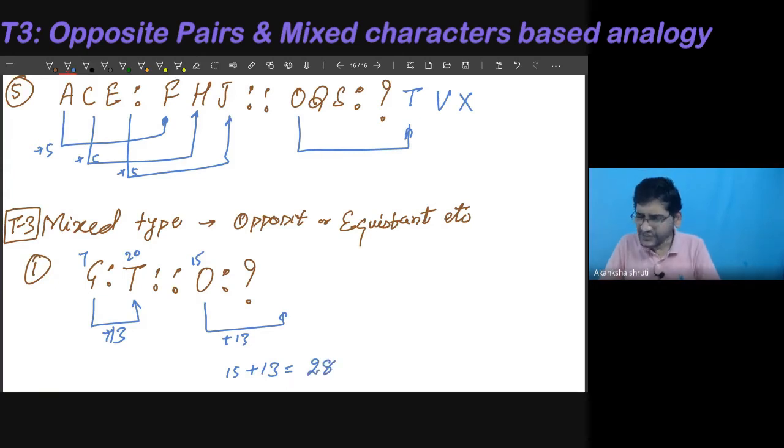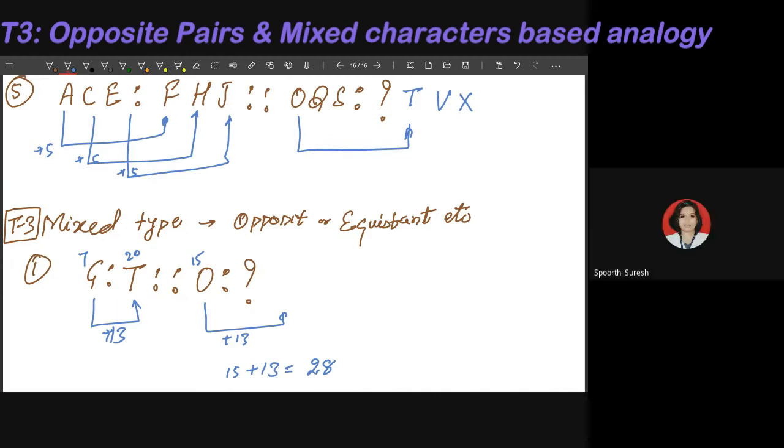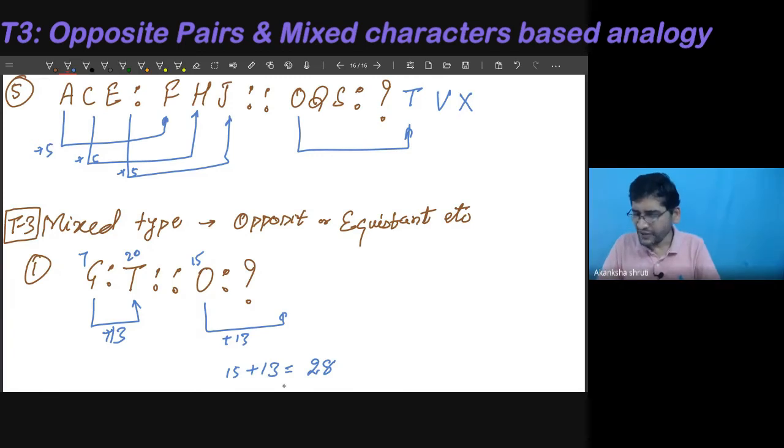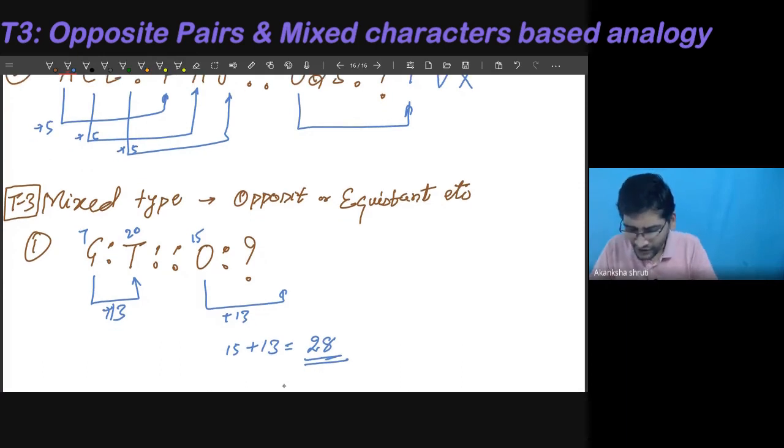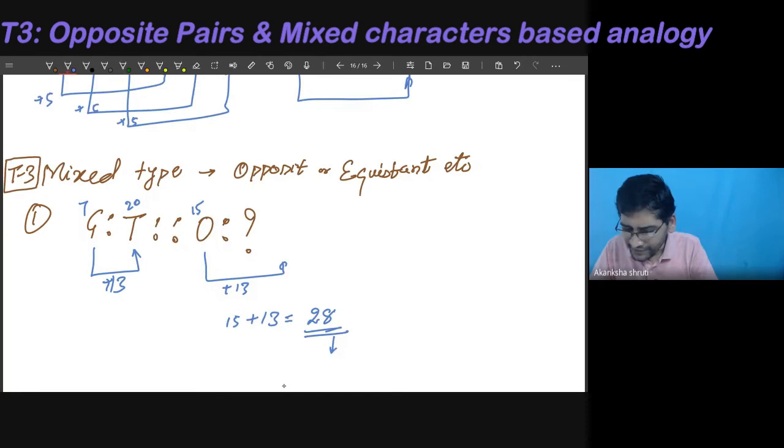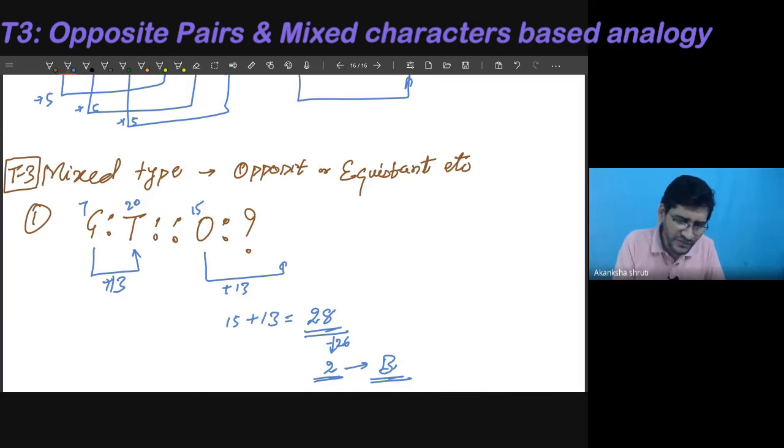28. Can we get 28 in alphabet? So after 26, we can again start from A, B. Very good. Means after 26, we have to start with the next one. That is the one possibility that we need to search. Means for converting it into alphabet, you need to subtract the 26 from this. You will get the 2. This 2 is corresponding to B. So B is possibility. Okay. So here you need to observe the options. Let me give the options also for you people.